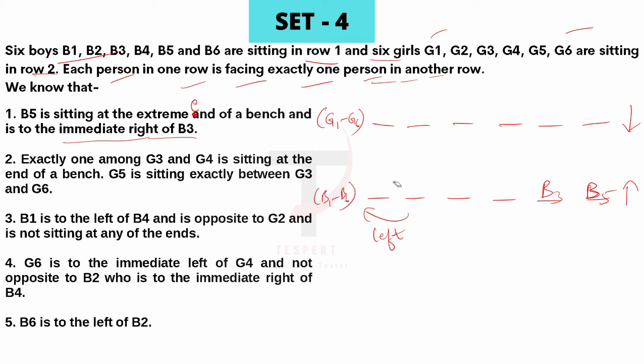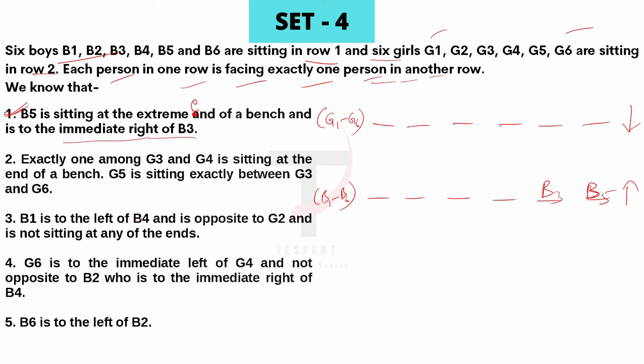So we have taken care of the first statement. Now let us consider, what is the second one? Exactly one among G3 and G4. We have not yet started filling out the girls. We started with boys, so let us take the statement which has some information about boys. B1 is to the left of B4 and is opposite to G2 and is not sitting at any of the ends. Okay, so B1 is to the left of B4.